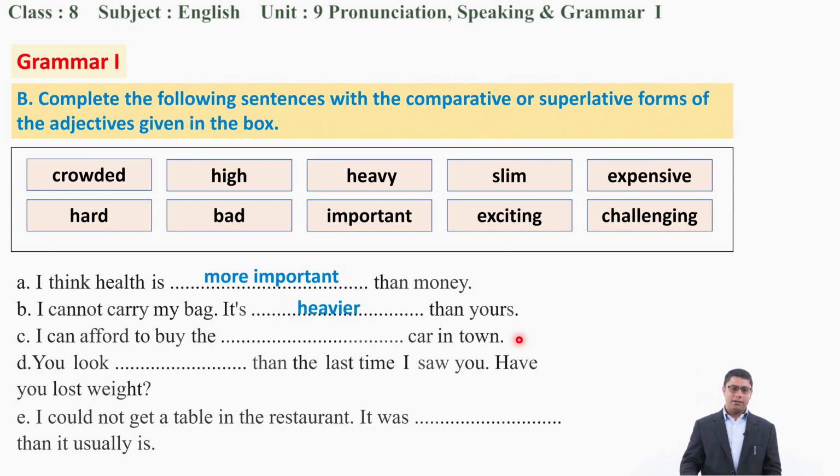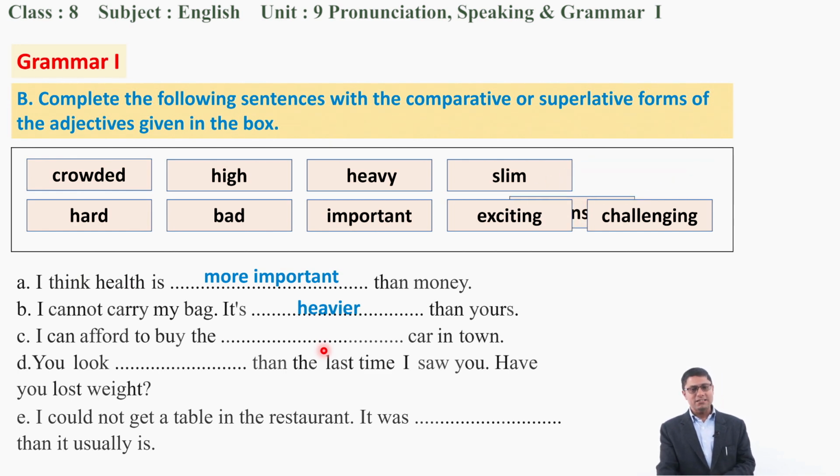You did well. Now let's move on to C and let's do it in the same way. So what will be the suitable word for C? I can afford to buy the car in town. What will be there in the blank space? Can you say what will be there? Yes, it is expensive.